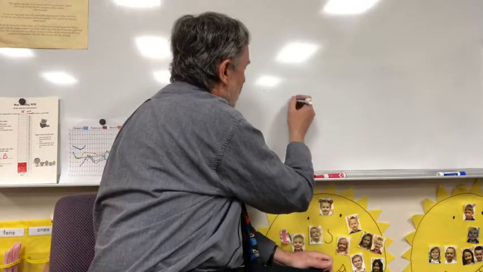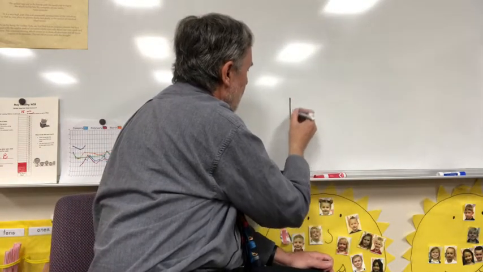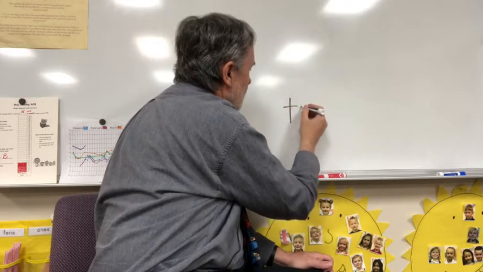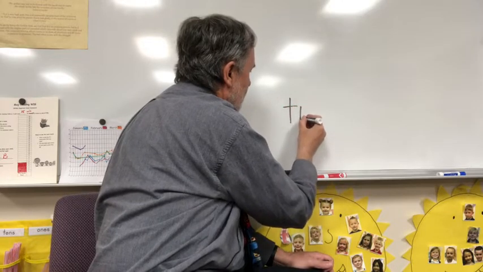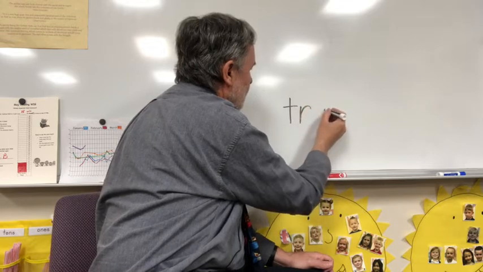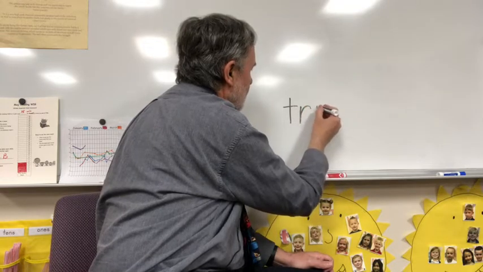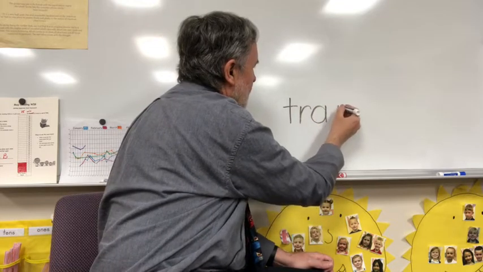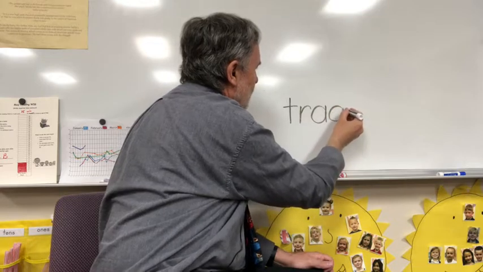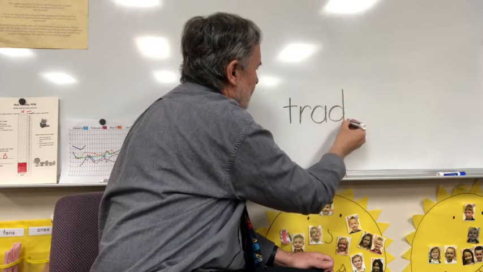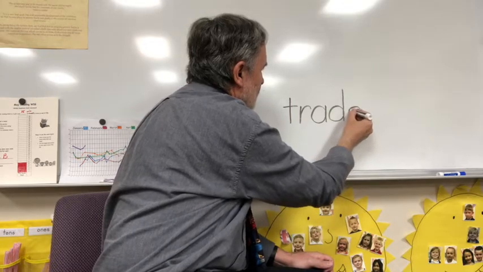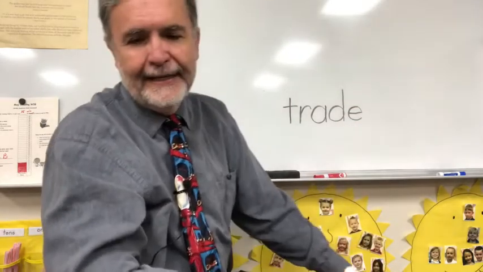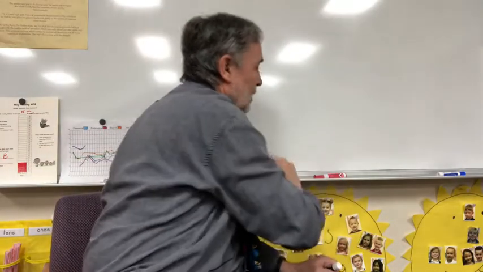Trade, start above the waistline, go straight down to the foot line. Cross goes at the waistline. R, start at the waistline, go down to the foot line, come up and curve around at the waistline. A, start below the waistline, curve up, curve around, and then a straight line down. The D is made the same way, except we go up to the headline and come down to the foot line. And then E, get a nice point. Trade. Right, trade. Last word I want you to write is pale. Pale.